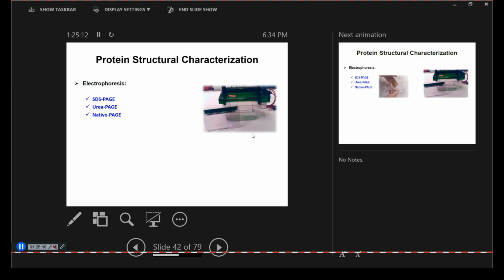Okay. Are you all familiar with gel electrophoresis?